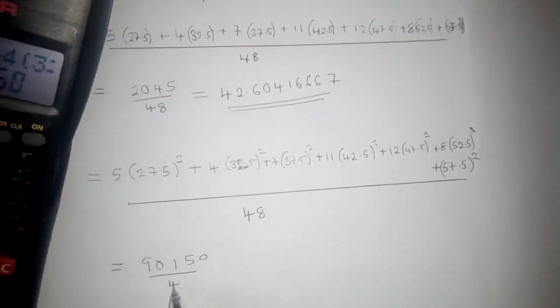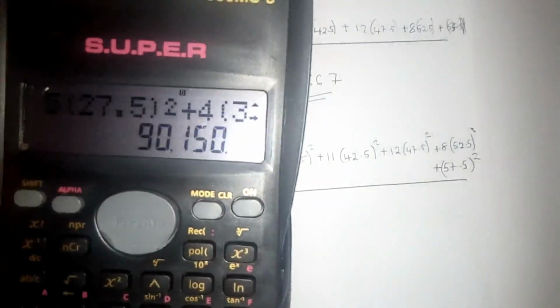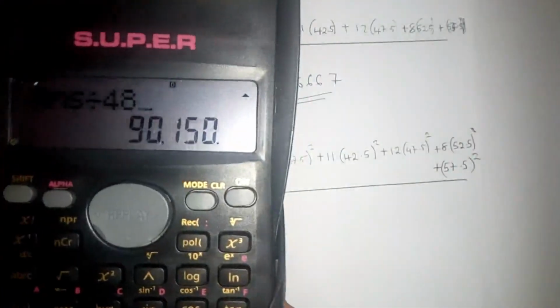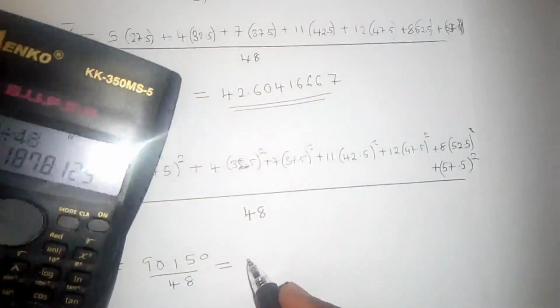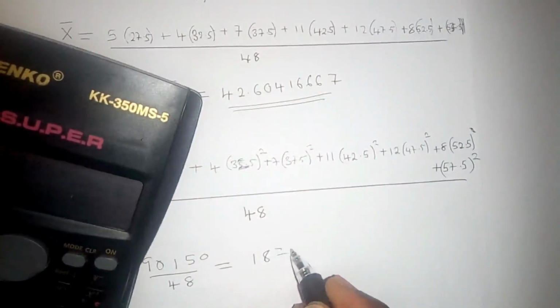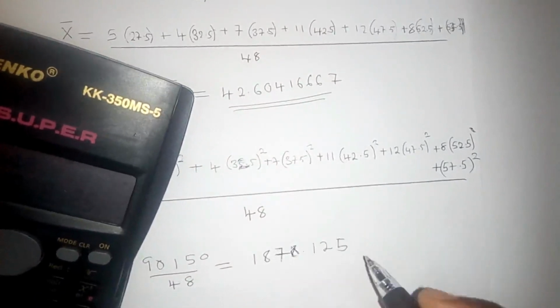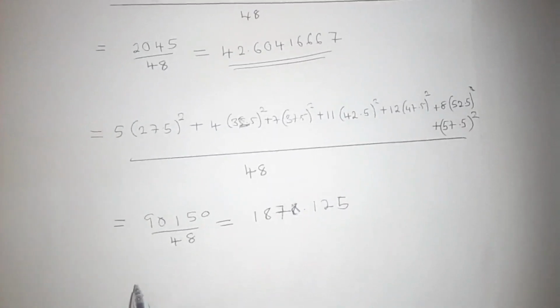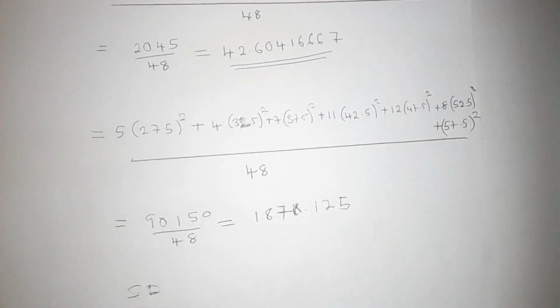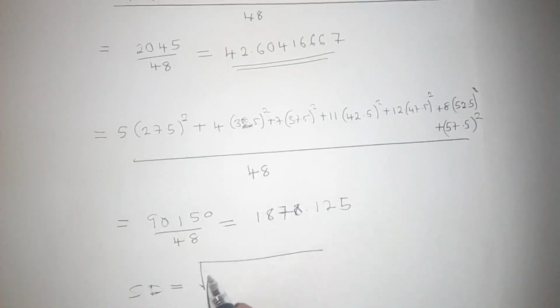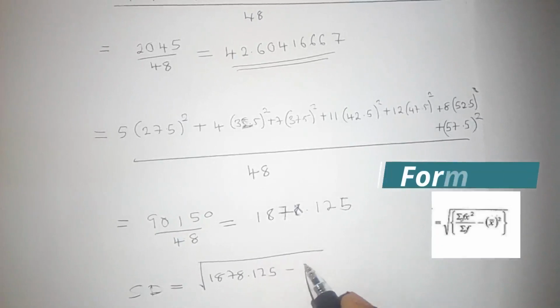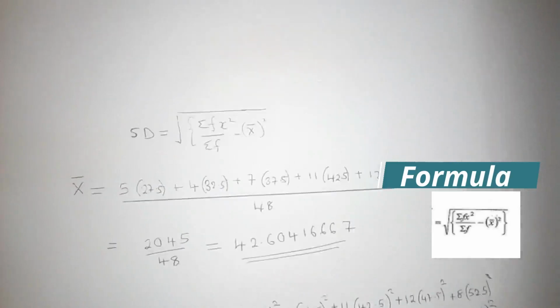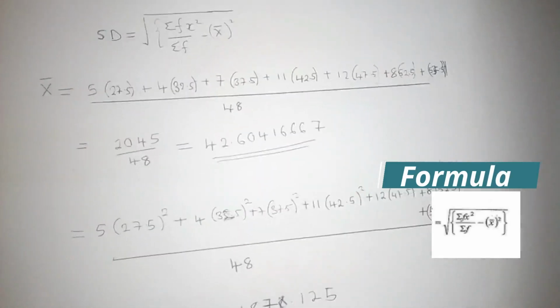90150 over 48. When you divide by 48, you get 1878. So you get this. So now you can plug the values in the formula. So it says standard deviation is equal to root of this number here, minus mean squared. That's what it said in the formula, mean squared.